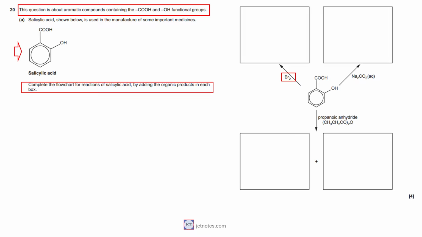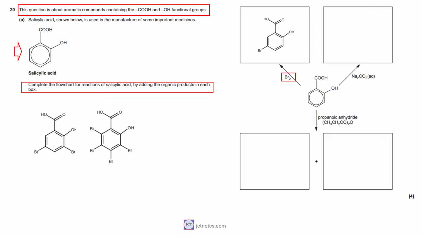The marking scheme allows for bromine substitution at any position on the ring and permits a product with up to 4 bromine atoms attached to the ring. The marking scheme gives as answer the 4-bromo-2-hydroxybenzoic acid, but other examples will work.